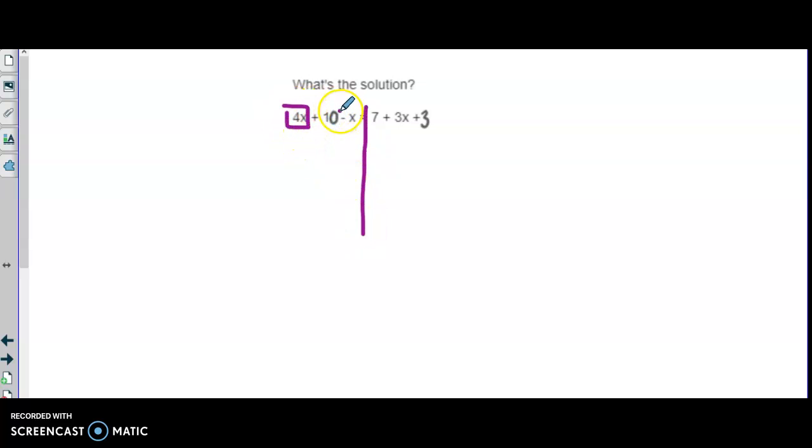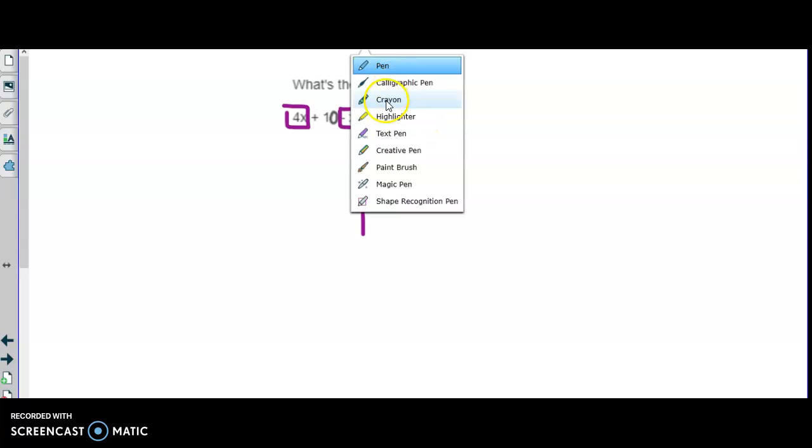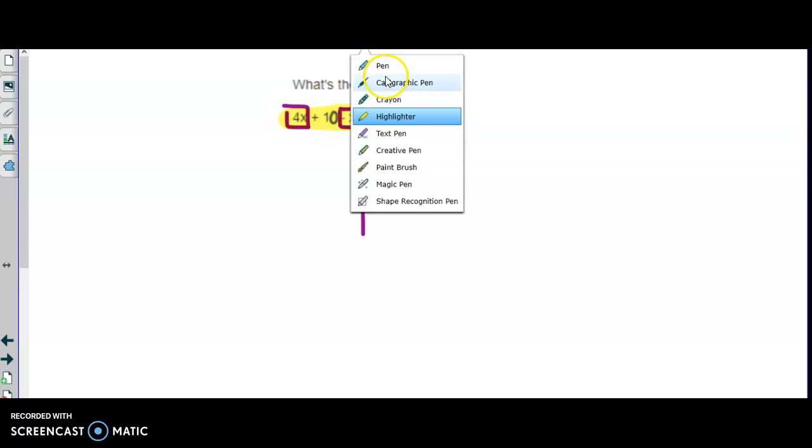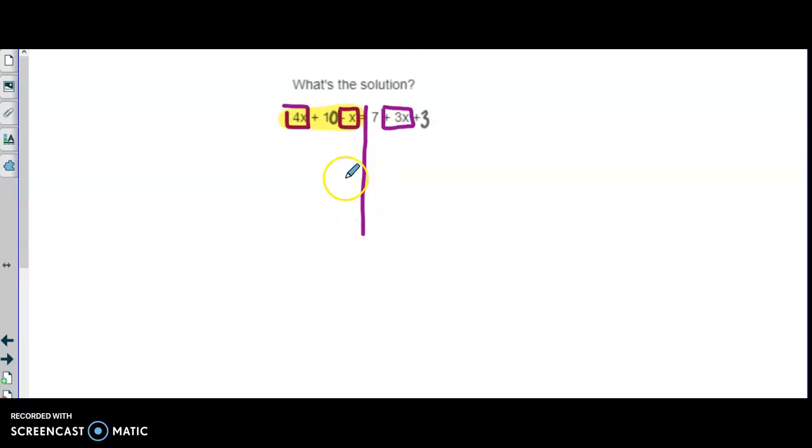I have a 4x minus an x, and then on this side I have a 3x. So I hope you notice that these two are on the same side. Since they are on the same side, we do not use opposite operations. We just combine like terms. I'm going to go ahead and put a 1 here. So 4x minus 1x gives me 3x's. I do not do opposites unless I'm doing it to both sides to cancel something out.